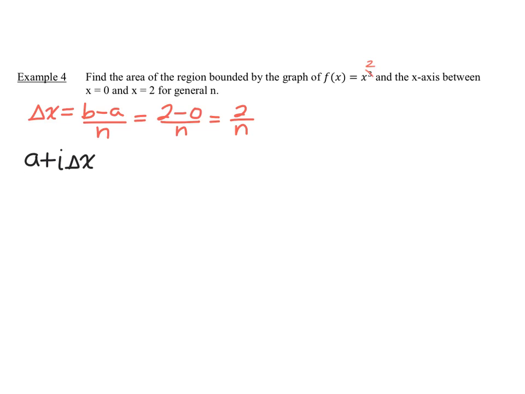All right. So, a is 0. I we want to keep variable because we want it to be any i. I want this to allow for me to be at any position under the curve. Delta x is 2 over n.